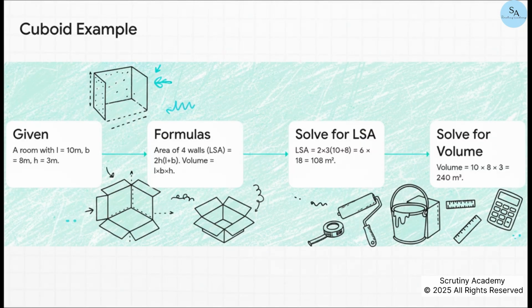Here's a perfect real-world problem. You need to paint a room. How much paint do you need? Well, you need the area of the 4 walls, right? That's just the LSA. We plug in the numbers, and bam, we get 108 square meters. And how much air is in the room? That's the volume. 10 times 8 times 3 gives us 240 cubic meters. See? This stuff is actually useful.